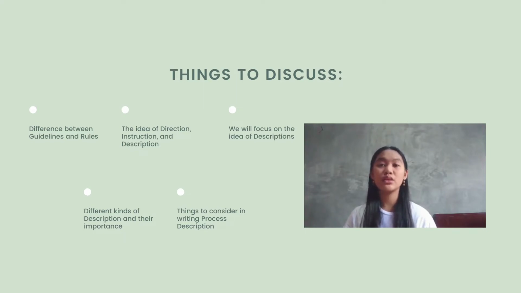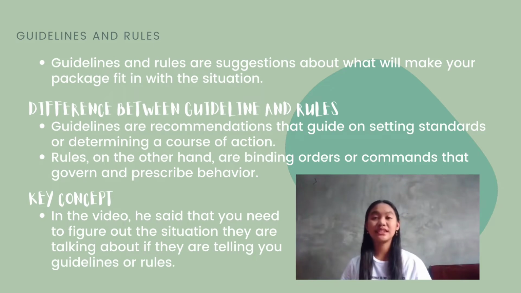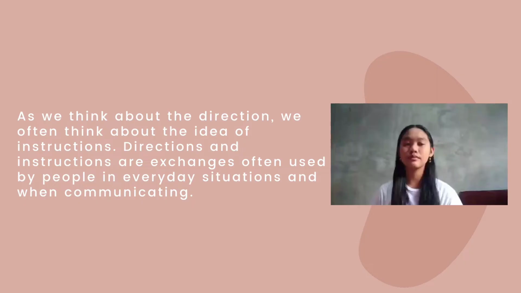But before we proceed to our main topic, we will have a sneak peek at the definition of guidelines and rules. Guidelines and rules are suggestions about what will make your package fit in with the situations. But these two have differences. Guidelines are recommendations that guide on setting standards or determining a course of action. Rules, on the other hand, are binding orders or commands that govern or prescribe behaviors. In the video, he said that you need to figure out the situations they are talking about, if they are telling you guidelines or rules.